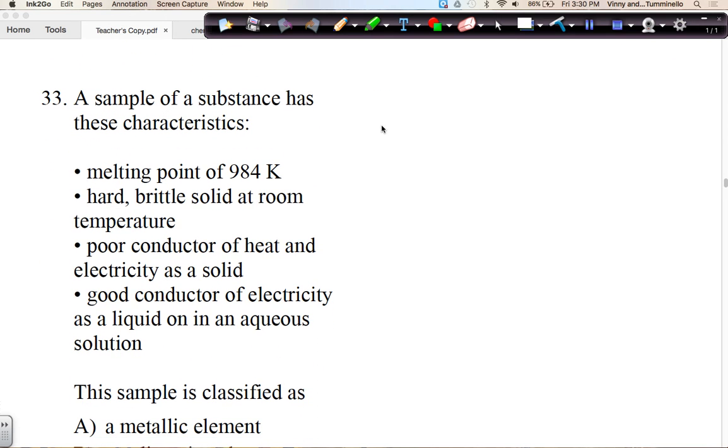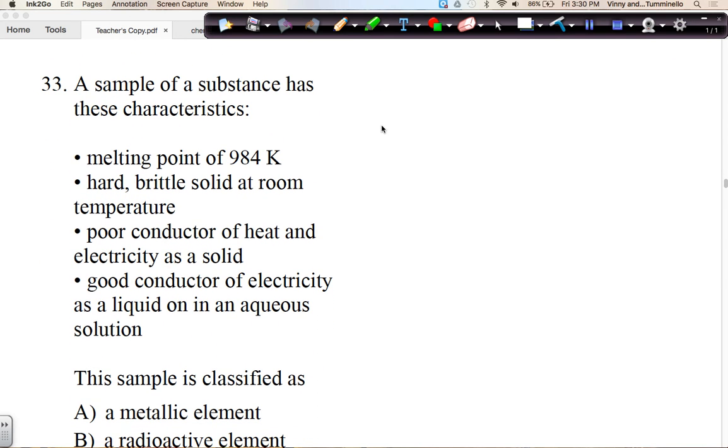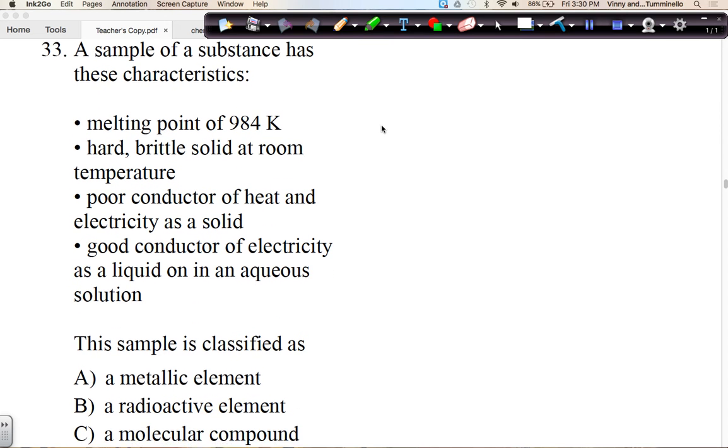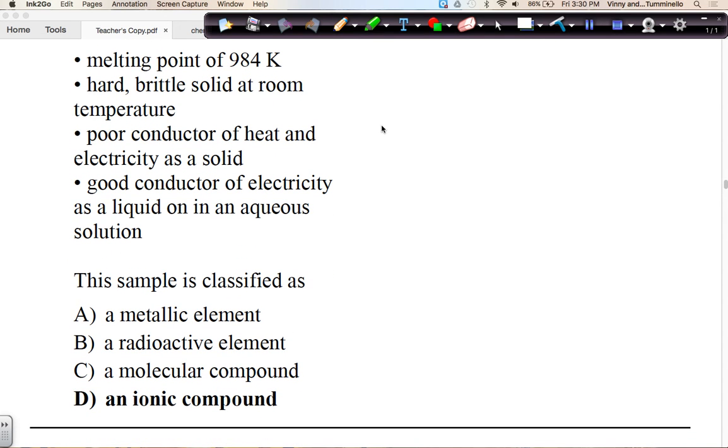Looking at number 33, it says that a sample has these characteristics. The melting point is 984 kelvins. It is a hard, brittle solid at room temperature. It's a poor conductor of heat and electricity as a solid, and it is a good conductor of electricity as a liquid or in aqueous solution. This sample is classified as an ionic compound.